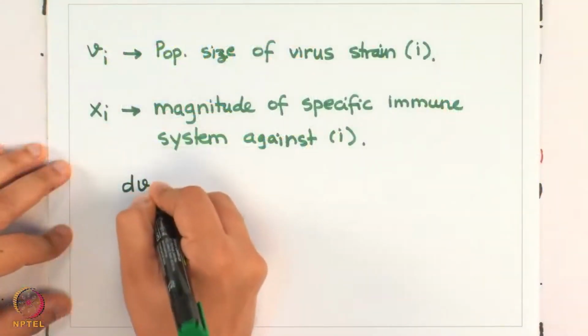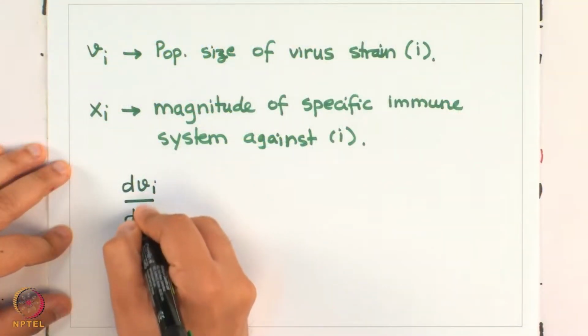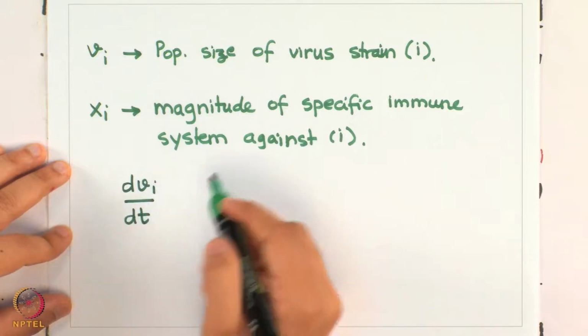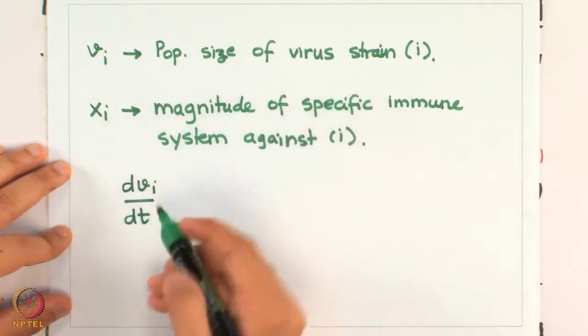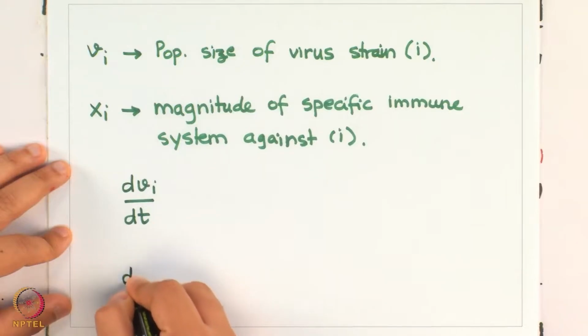Okay. So, the two dynamics that we are interested in understanding are: how does the virus dynamics of a particular type change with time, and what is the immune response dynamic associated with that virus. So, the two dynamics we are interested in are dVi by dt, how this particular virus strain changes with time, and dXi by dt.